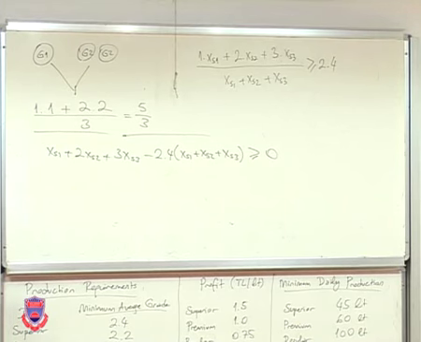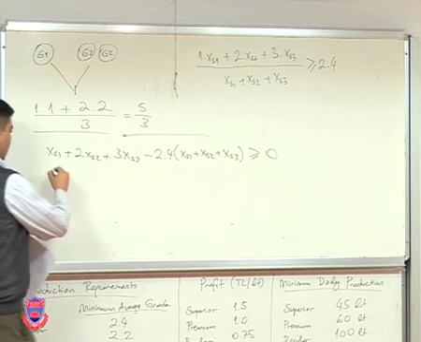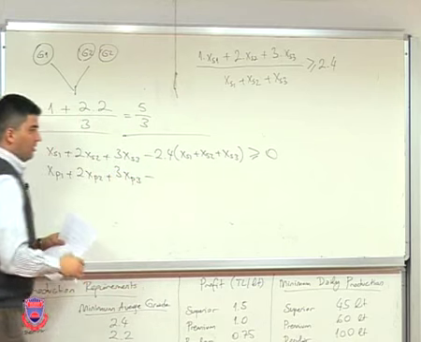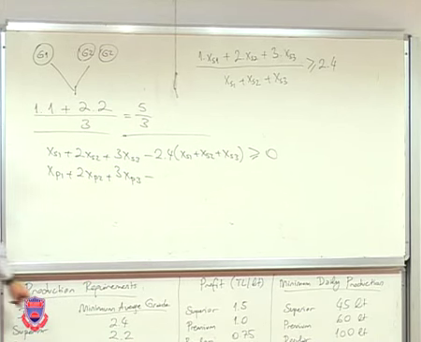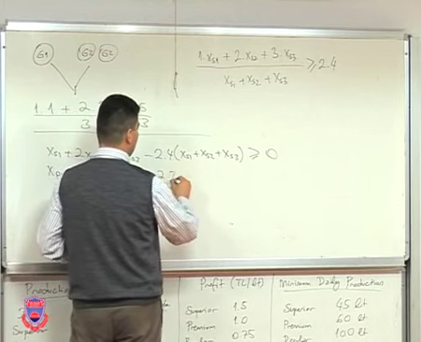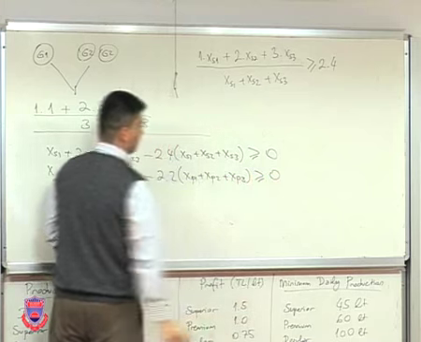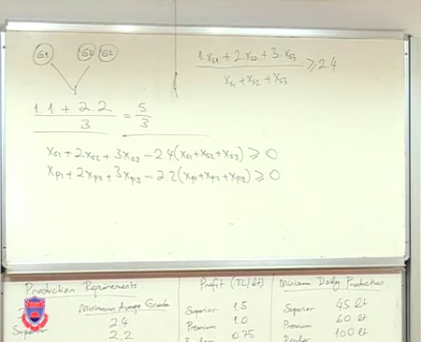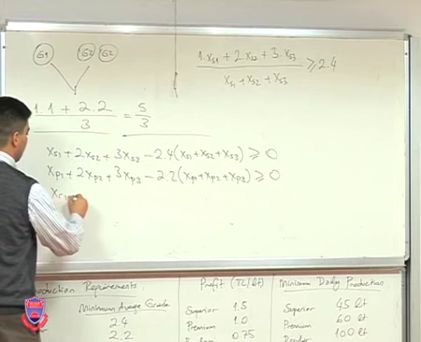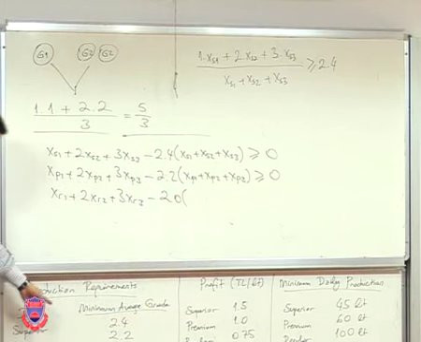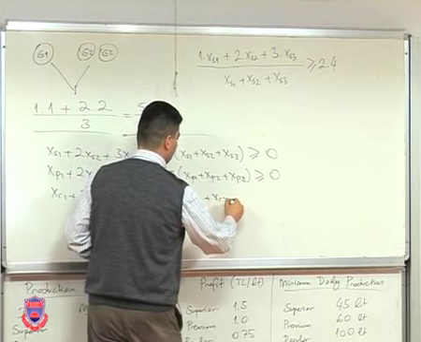So what about the premium? Well, I'll just play the same game. Basically, every time I see an S, I'm going to replace it by P. So I have xp1 plus 2xp2 plus 3xp3 minus, what's the correct number that I should use? 2.2 now, right? So I have 2.2 times the sum xp1 plus xp2 plus xp3. This should be greater than or equal to 0. And finally, I'll do the same thing for regular. So xr1 plus 2xr2 plus 3xr3 minus, now I'm going to use 2.0, the minimum average grade for regular, times xr1 plus xr2 plus xr3.